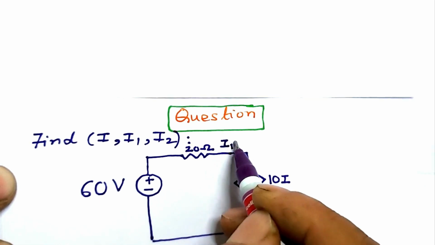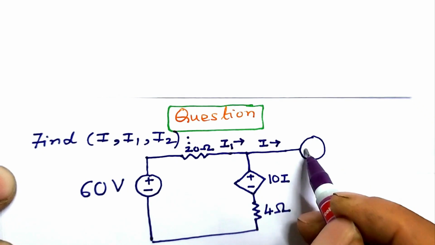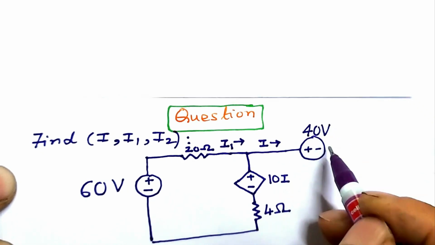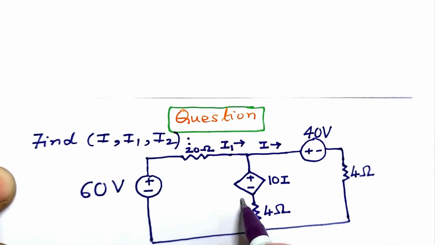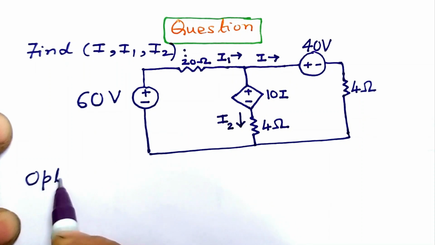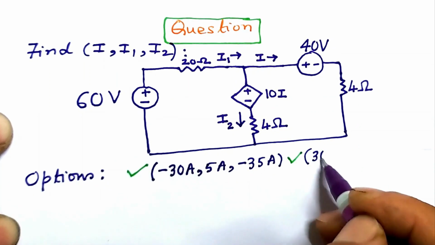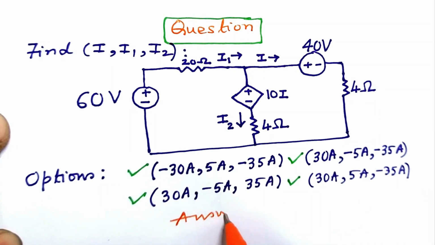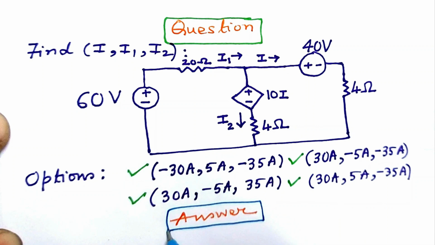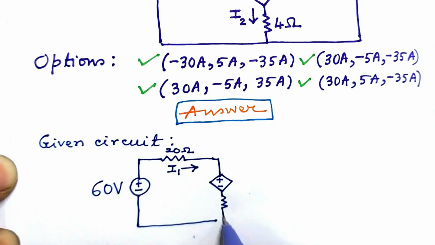Current here is I1. Current of I enters a voltage source of 40 volt. This resistance is of 4 ohm. Current in this arm is I2. What are the options? The options are the answer now. Let us redraw the given circuit. Here it is.